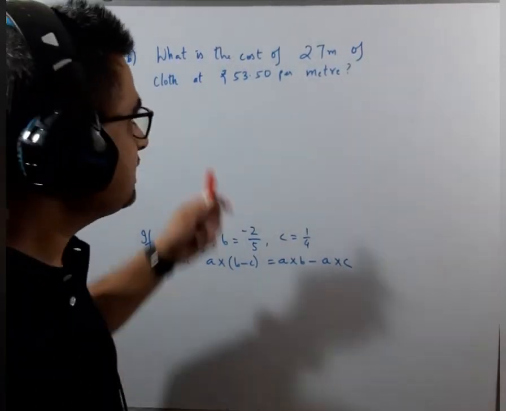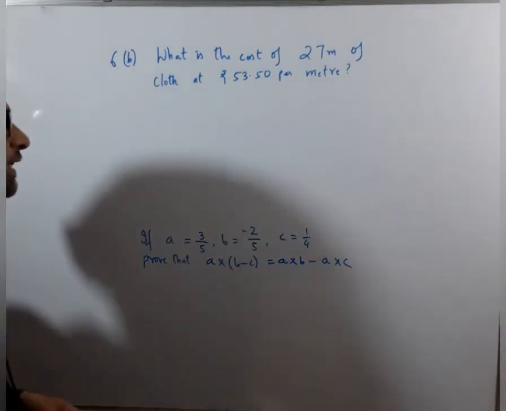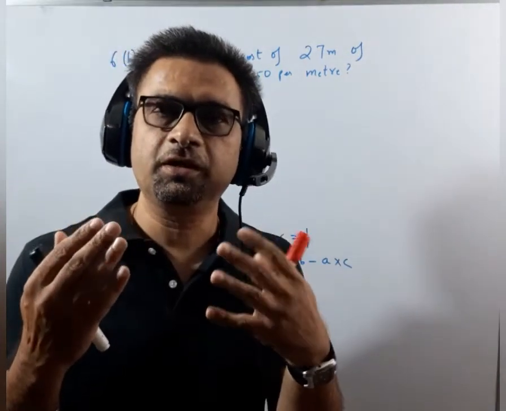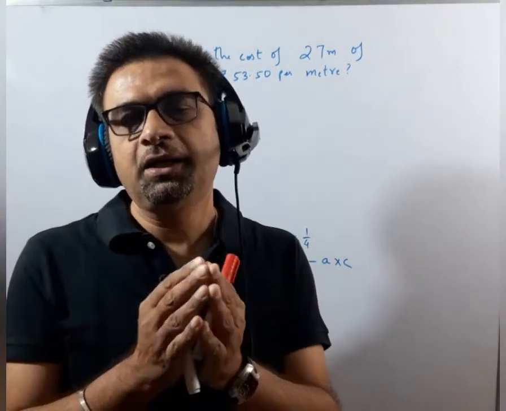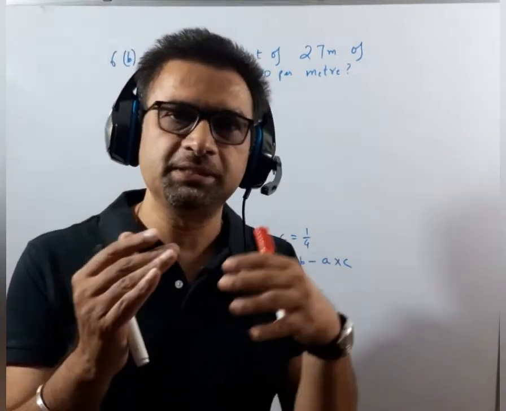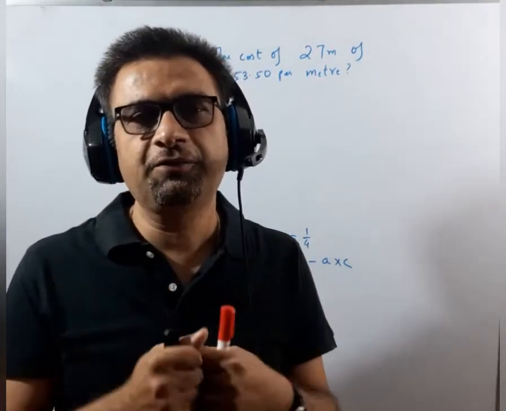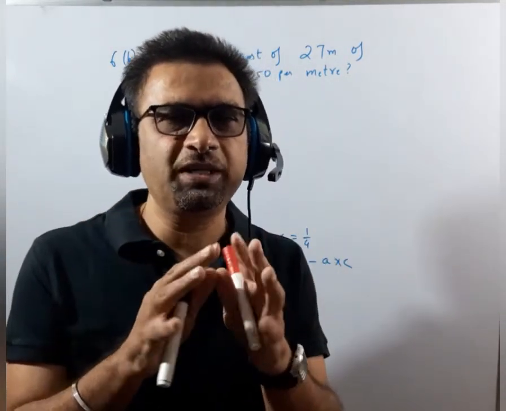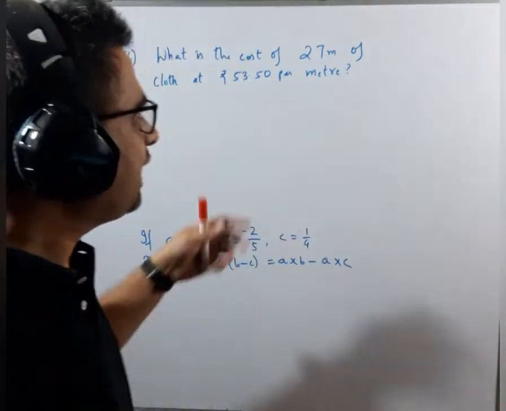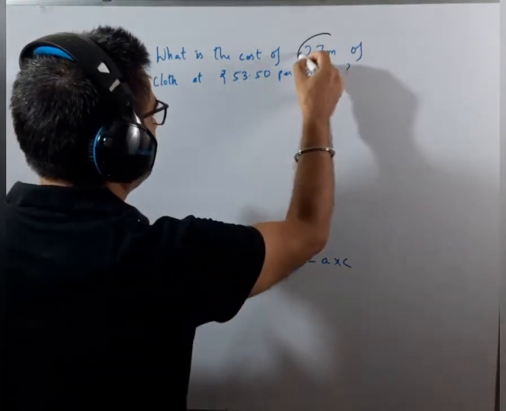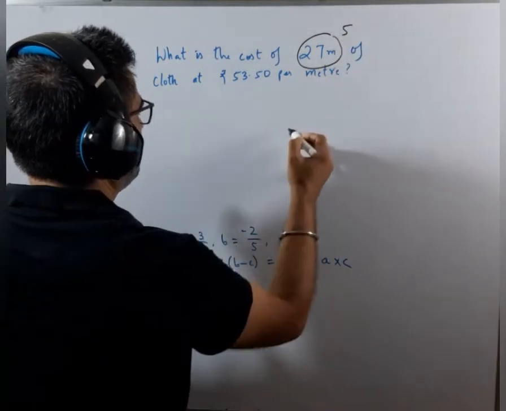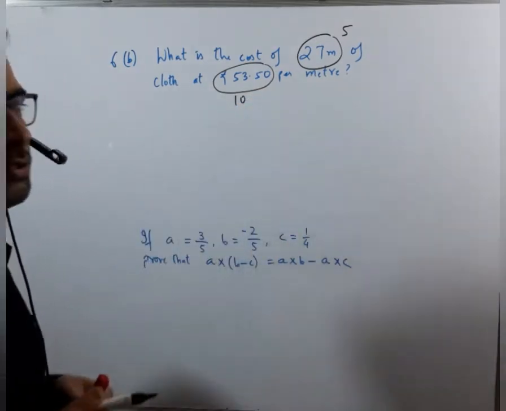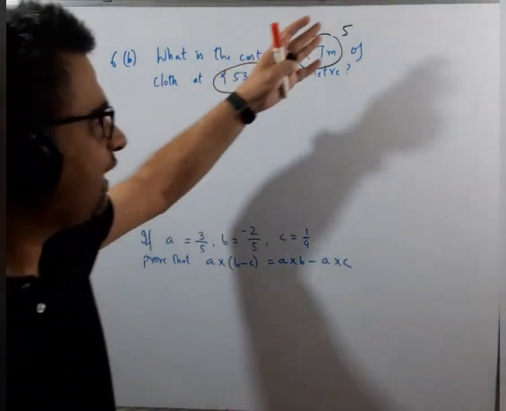Alright, so the next question: what is the cost of 27 meters of cloth at this much per meter? Again, if you recall our analysis of an earlier question, whenever a question involves decimals or fractions which perhaps confuses you, just reduce that question to very simplistic numbers. So if I say, what is the cost of 5 meters of cloth at the rate of 10 rupees per meter, are you able to solve this?